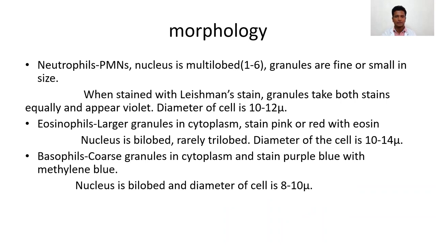Eosinophils have larger granules in the cytoplasm, stained pink or red with eosin. Nucleus is bilobed, rarely trilobed. Diameter of the cell is 10 to 14 microns. Basophils show coarse granules in the cytoplasm and stained purple blue with methylene blue. Nucleus is bilobed and diameter of the cell is 8 to 10 microns.